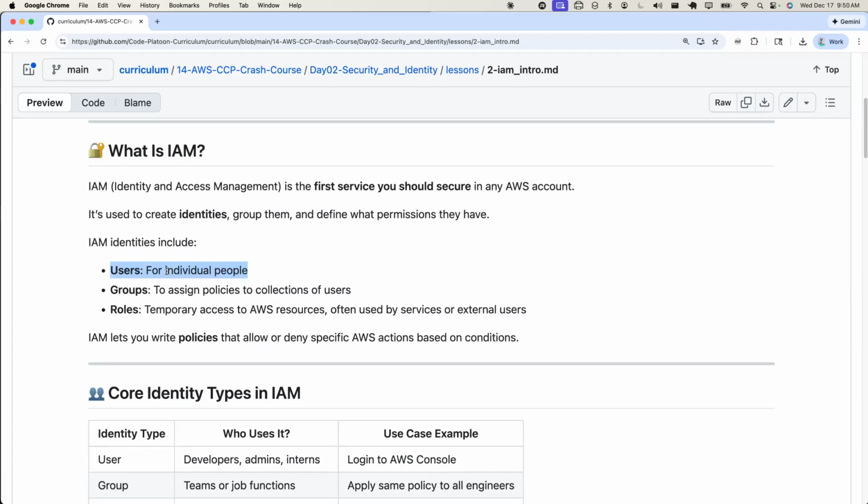So basically, on the cloud, we need identities, right? And this is what I use to create an identity and create a user. I can group up users. And when I have groups, I can assign different policies to those groups. If I need to make an exception to the rule, I can use what's called a role. This gives temporary access to AWS resources, often used by services or external partners. IAM lets you write policies that allow or deny specific AWS actions based on conditions.